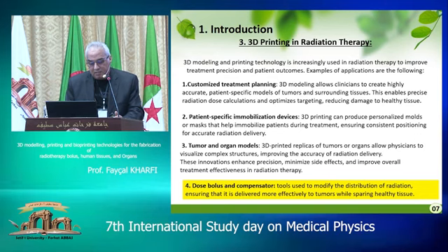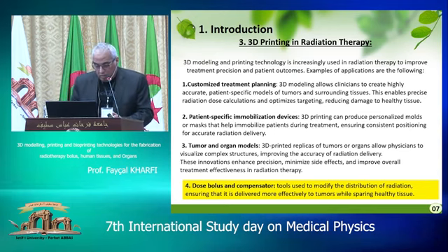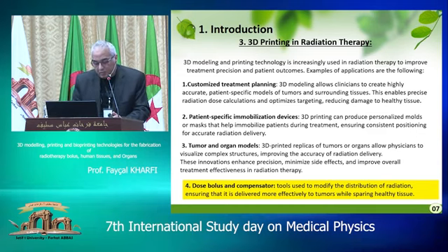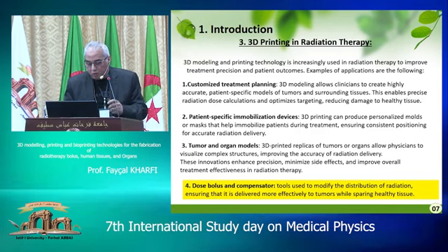So here 3D printed replicates of tumors or organs allow physicians to visualize complex structures, improving the accuracy of radiation delivery. And the last application, which is the objective of our research project, is bolus and compensator fabrication. Bolus and compensators in radiation therapy are just tools used to modify the distribution of radiation, ensuring that it is delivered more effectively to the tumor while sparing healthy tissue.